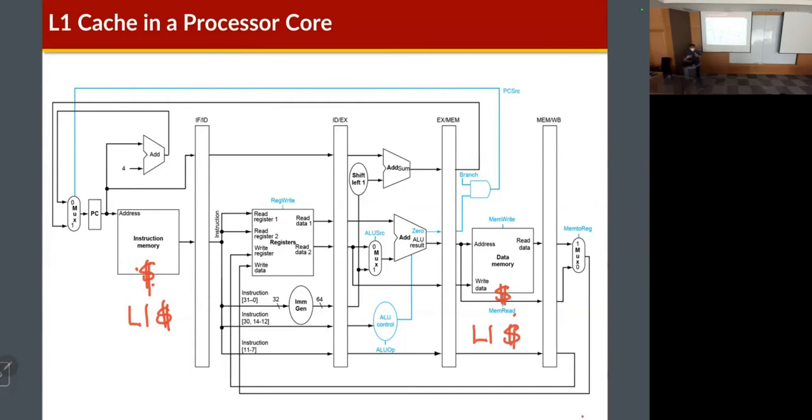But we distinguish this memory as the instruction memory, and this memory as the data memory. Which means this cache is the level 1 instruction cache, and this cache is the level 1 data cache. So this level 1 cache is split into the instruction cache and data cache. Why?